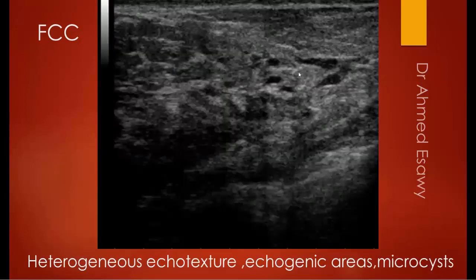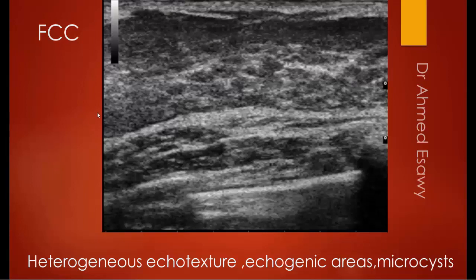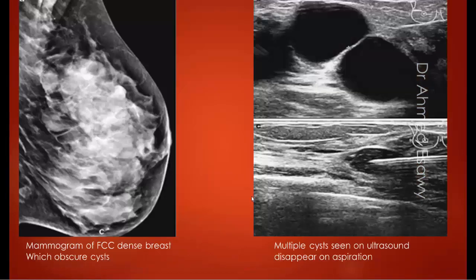Heterogeneous echotexture, echogenic areas due to fibrosis and multiple microcysts. Heterogeneous echotexture with echogenic areas due to fibrosis, multiple microcysts. This is a typical presentation of fibrocystic change. Multiple cysts seen on ultrasound disappear on aspiration, fibrocystic change. In mammography it presents as dense breast, which can be obscured by dense fibroglandular parenchyma. This is a dense breast obscuring cysts which are seen on ultrasound.